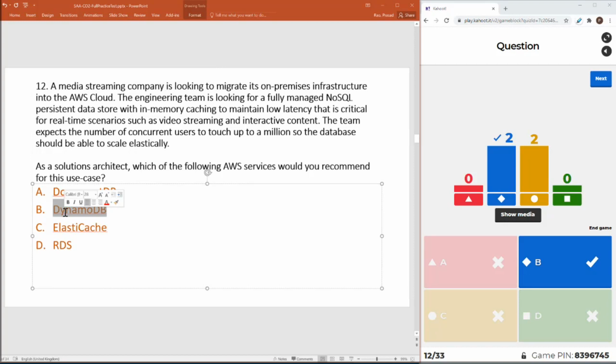It's not persistent. It says persistent data store with in-memory cache, and DynamoDB has an in-memory cache in terms of DAX, which we need to enable. It is not enabled by default. You can enable it at extra cost, but it has a feature of in-memory caching. So the correct answer is DynamoDB.